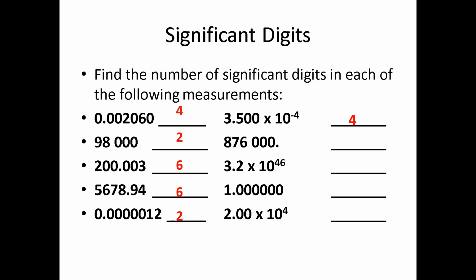876,000 decimal point. Those trailing zeros, it depends on if we see the decimal point, so we do. So the person is telling us, I measured out that far, it just happened to fall into the zeros. So 6. 3.2 times 10 to the 46th. Everything before the times sign. 1.000000. They put those final zeros on there for a reason, and they're telling us that with the decimal point, so everything. And the last one, everything before the times sign, so 3.